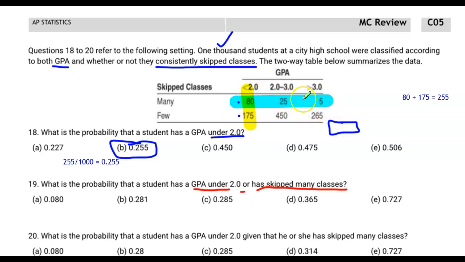So what we're going to do is add all of these things together, but subtract out any double counts. So there's 255 kids that have a GPA under 2.0. There's 110 kids that have skipped many classes. That is the column total and row total, respectively. However, we're looking for or, which means we can't double count. Looks like this 80 has been counted twice. So what we got to do is add these two numbers together. That's 365. And then subtract out 80 because we've counted it 2 times. And that means 255 plus 110, 365, minus 80 is 285. There is our correct answer.